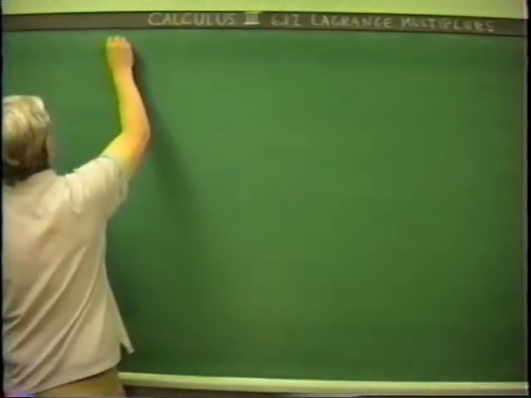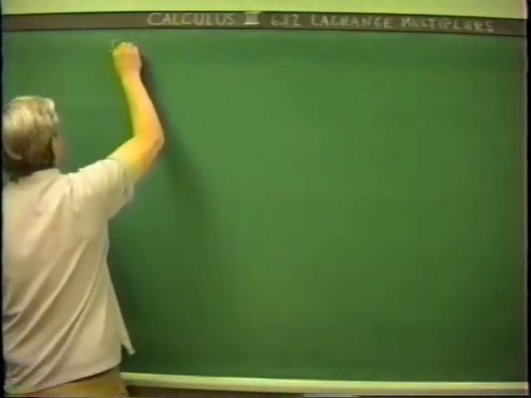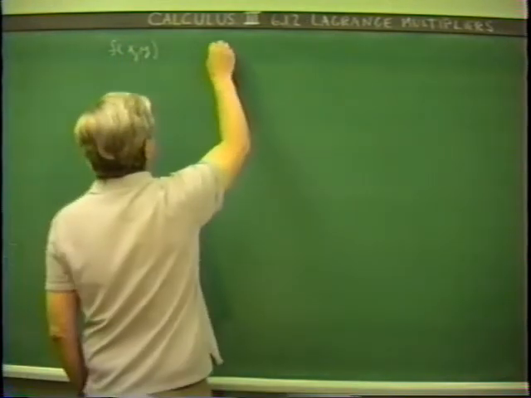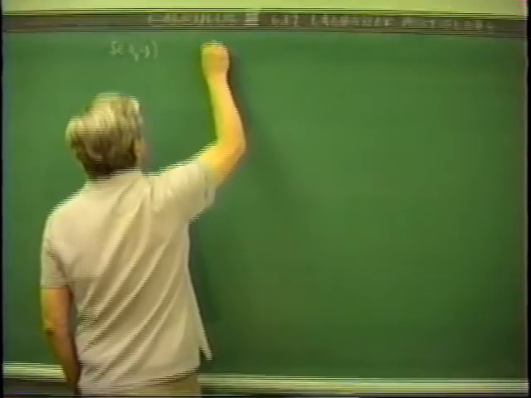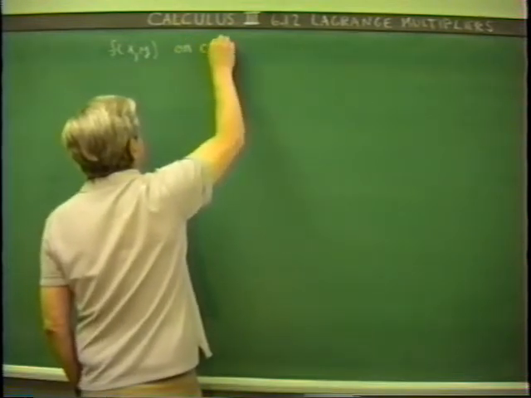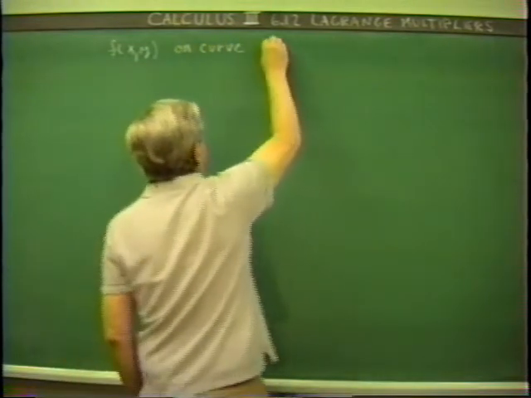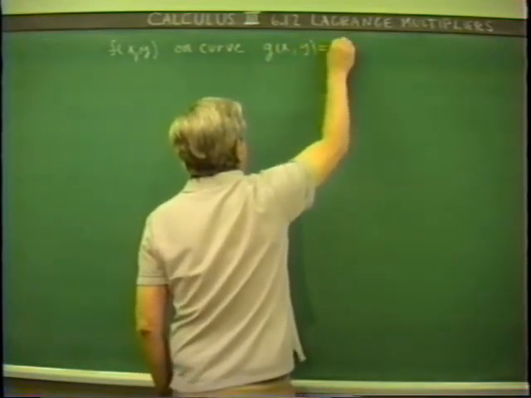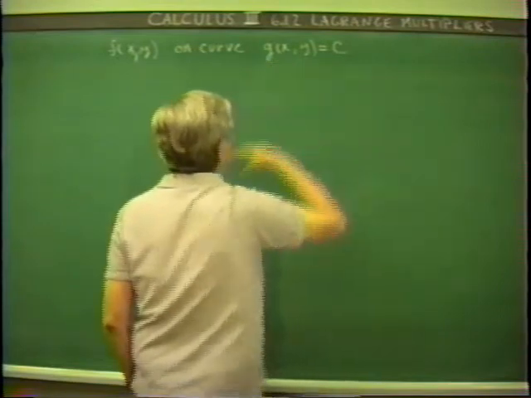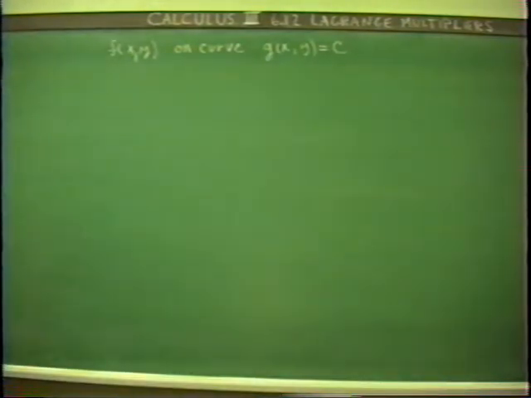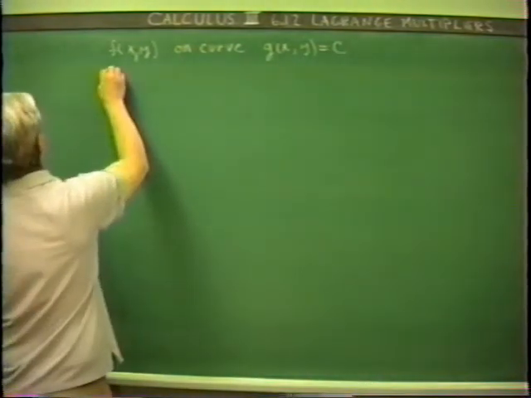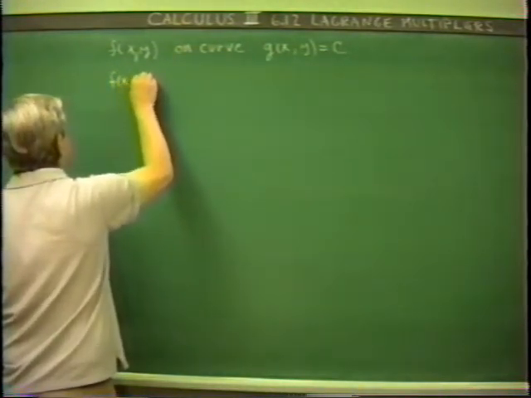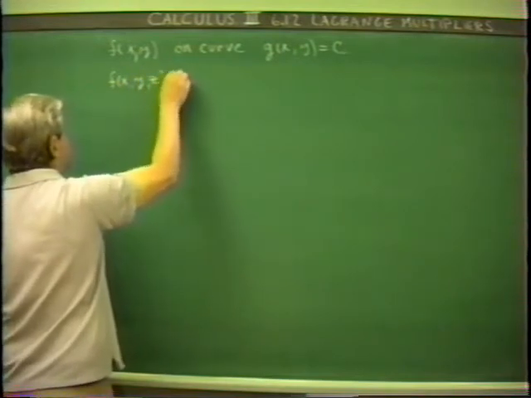We're going to take a look at the method now for finding maximums and minimums on either a curve or on a surface of a function of x and y, or a function of x, y, and z. So if we've got a function of x and y, right, and we've got a curve x and y equal to a constant. That's to say it's a level surface, level curve for a function g.